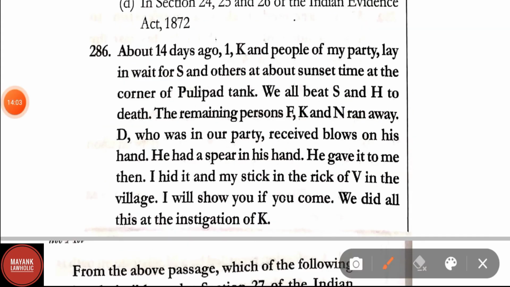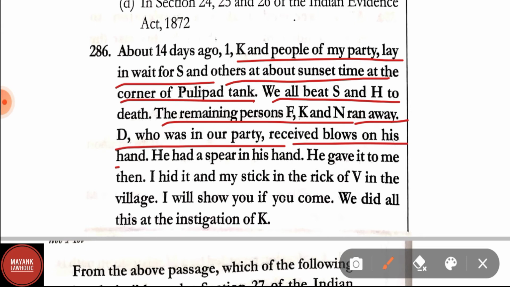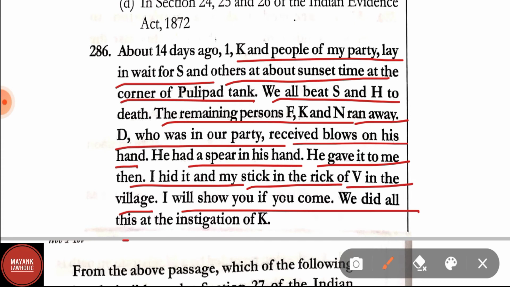Question number 286. About 14 days ago, I, K and people of my party lay in wait for S and others at about sunset time at the corner of the Piliput tank. We all beat S and H to death. The remaining persons F, K and N ran away. D, who was in our party, received blows on his hand. He had a spear in his hand. He gave it to me. Then I hid it and my stick in the rick of V in the village. I will show you if you come. We did all this at the instigation of K.